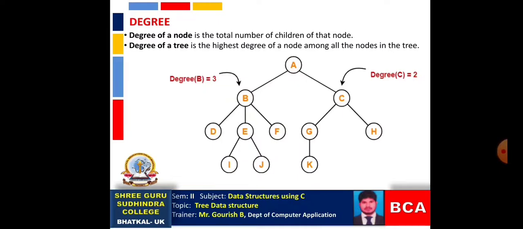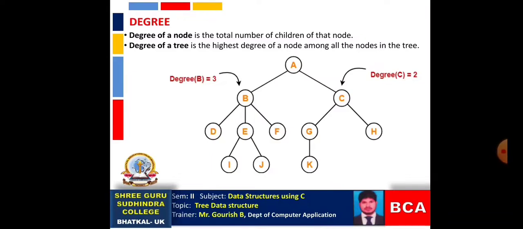What is the degree of K? Degree of K is 0 because it does not have any child. These are all leaf nodes: I, J, F, K. So the degree of all the leaf nodes is 0. This is how we calculate the degree of a node.